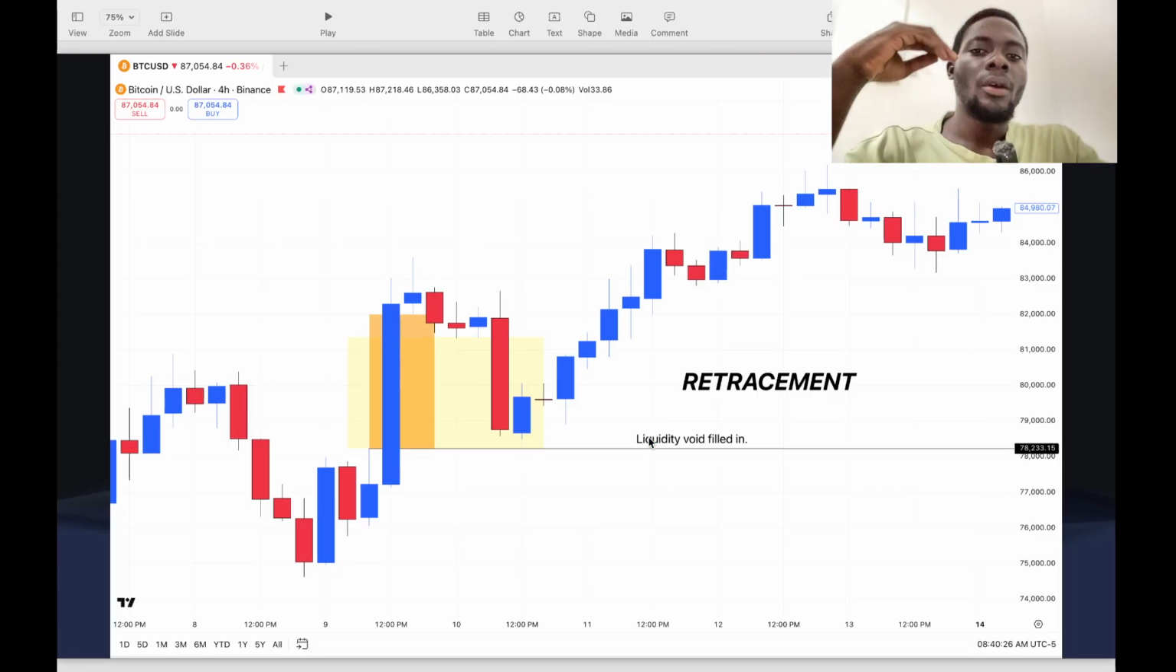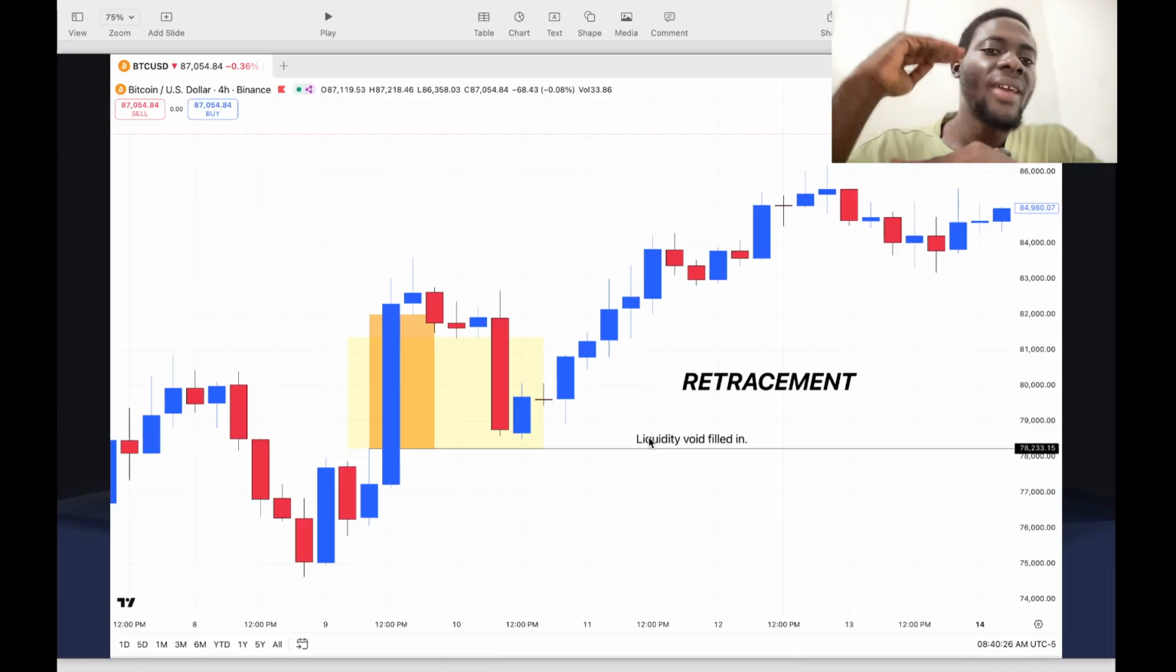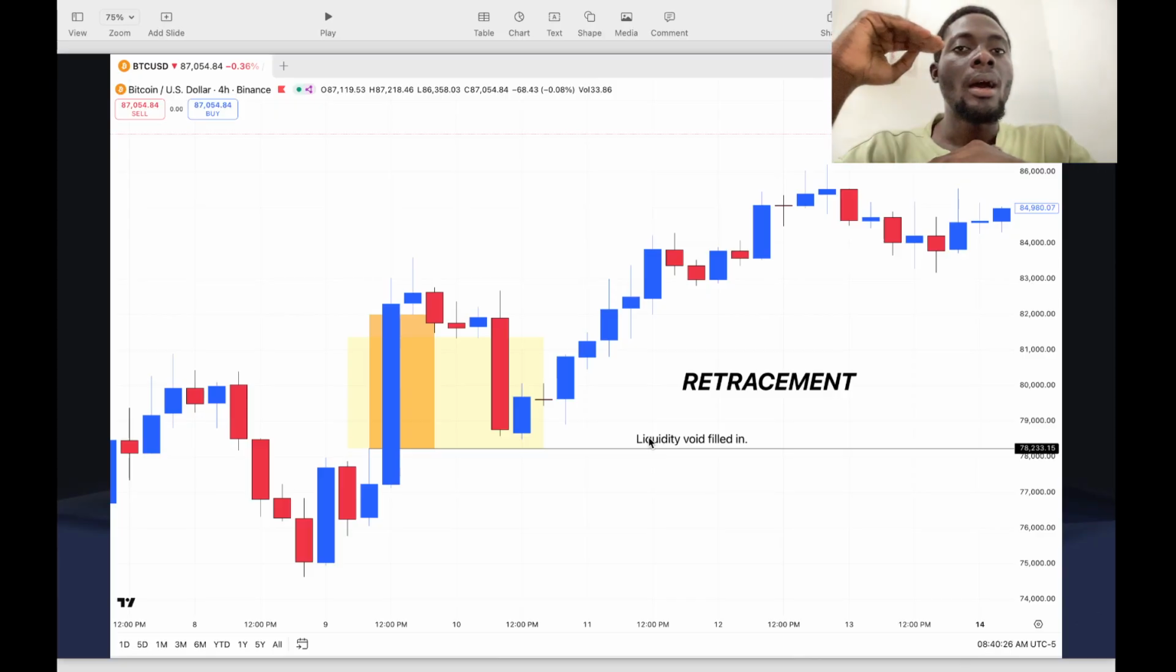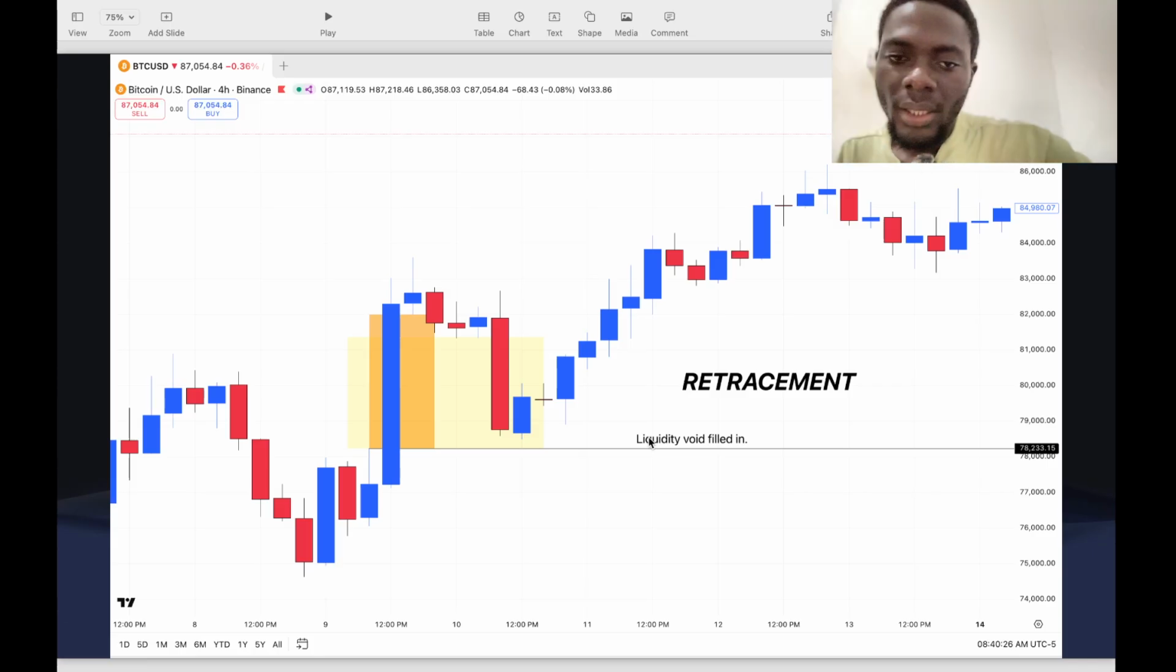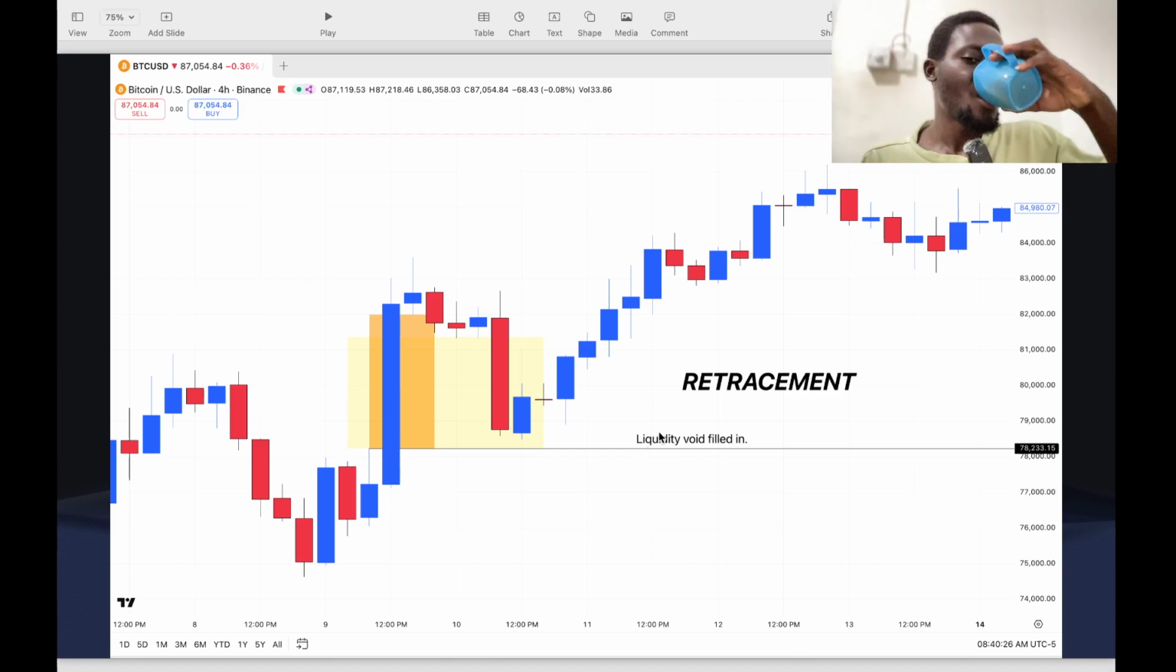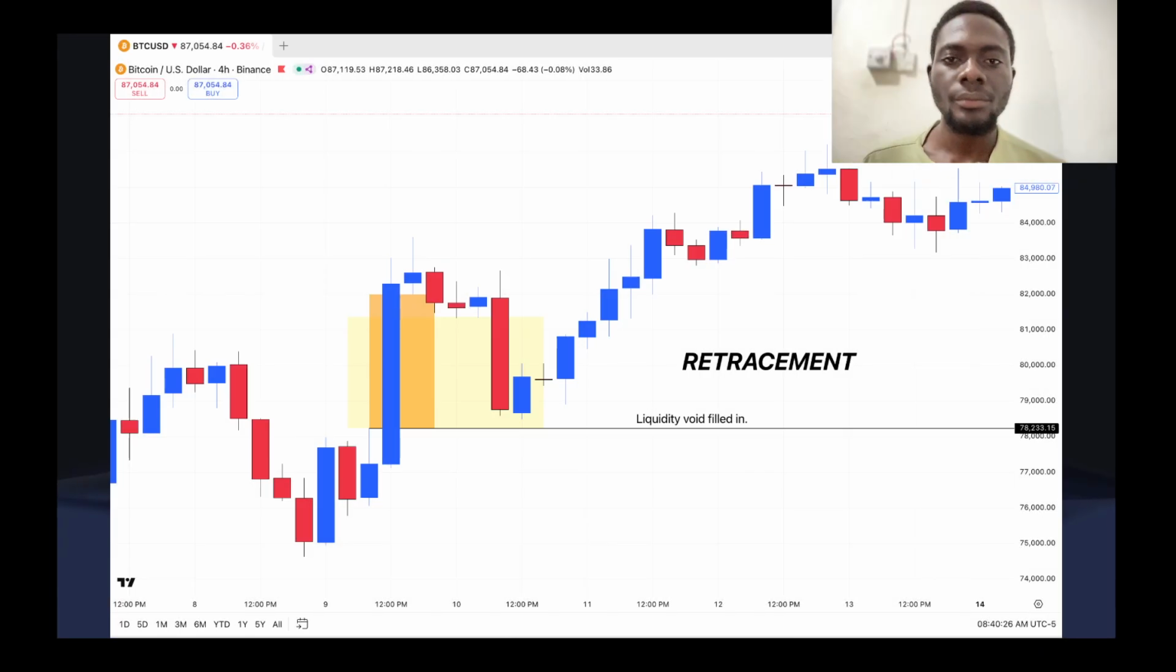So now, retracement. When we see price retracing, what we look for is the liquidity void or the fair value gaps in price. Then we say, okay, we are going to take a trade based off of this whole liquidity void in price. Any questions before I move on? Okay, no questions, so I'm moving on.